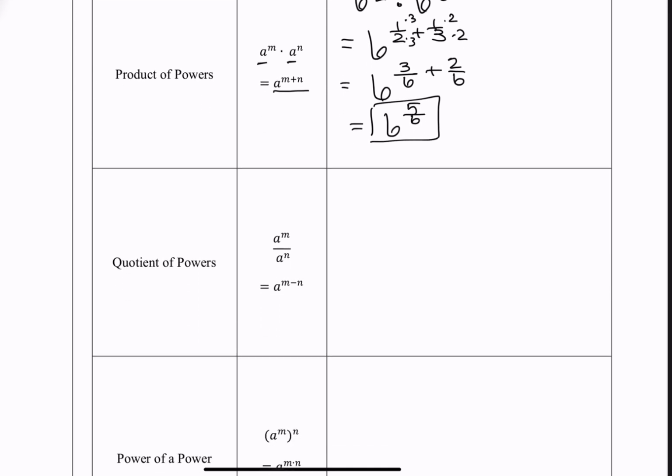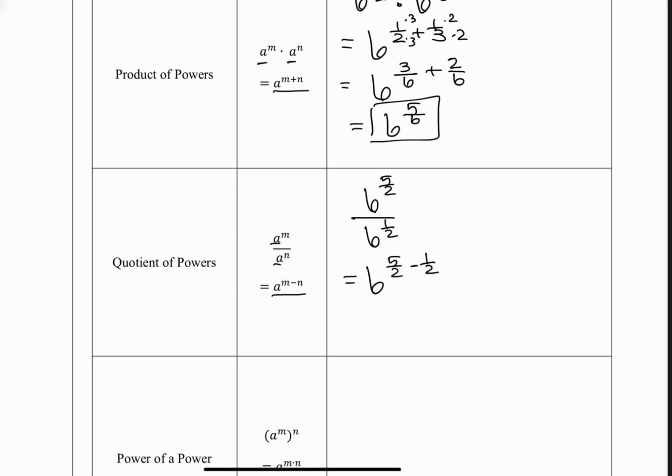Moving on to quotients of powers. If I have like bases that are being divided, then I subtract the exponents, leaving me with A to the m minus n. So let's apply this with rational exponents. Let's say I have 6 to the 5/2. I divide it by 6 to the 1/2. Well, I have like bases being divided, so I know that I'm going to have to subtract the exponents, leaving me with 6 to the 5/2 minus 1/2.